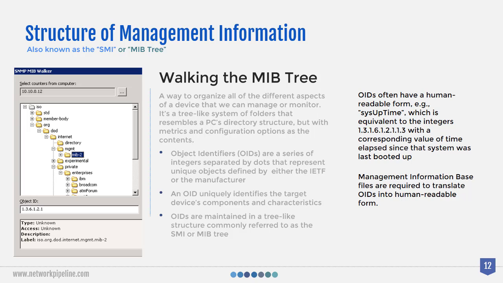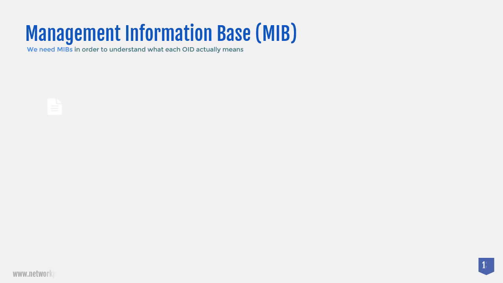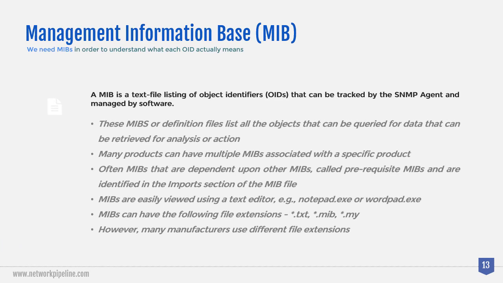The OID just helps us find the parameter in the tree, but it doesn't tell us exactly what the parameter is. Just like how a street address of 123 Main Street tells us how to reach the building, it doesn't actually tell you what the building is or what's inside. We need something to pair that OID with a title and a description for the parameter in order to really understand what we're looking at. That's where MIBs come in. A management information base file is required to translate the OIDs into human-readable form.